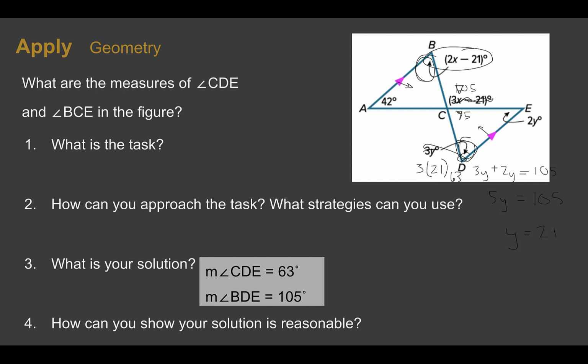How can we show our solution is reasonable? We can take our values that we got, and use a different property. So for this one, since we used the exterior angles and remote interior, after I figure that this is 63, and then if I plug in y here, which was 21, I'd get 42. Do those three things add up to 180? Yes, they do. So I could plug it in and double check to see that a different property works. And if it does, then we can be pretty sure we're correct.